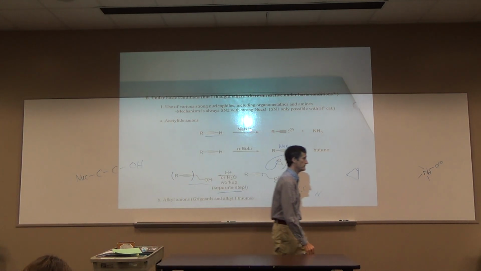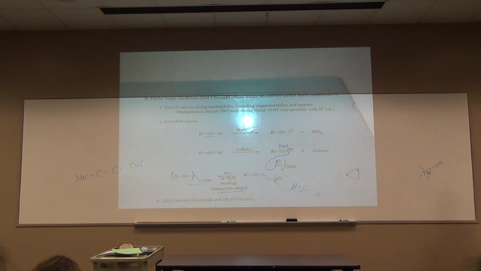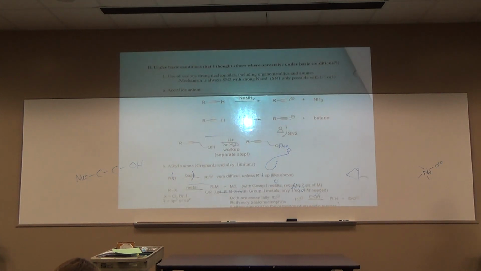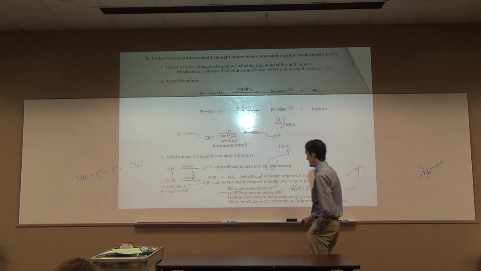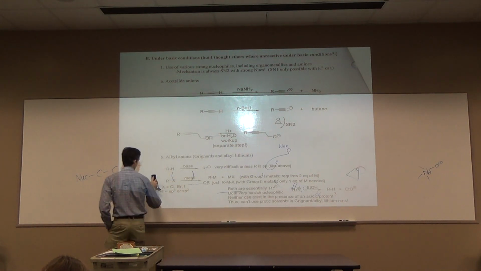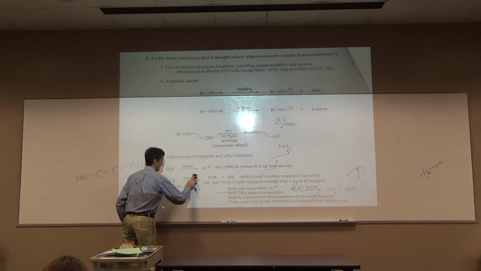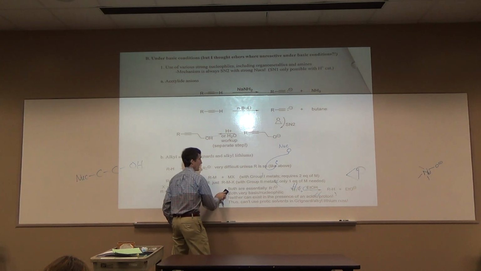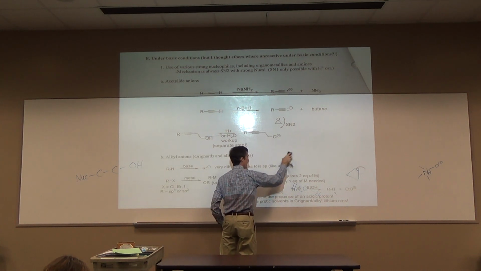All right, we'll see that again. So acetylide anions. Another common nucleophile is just alkyl anions. Carbon again, but alkyl carbon, not alkyne carbon.